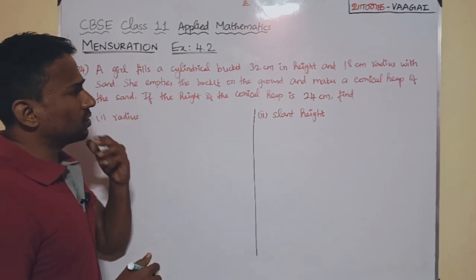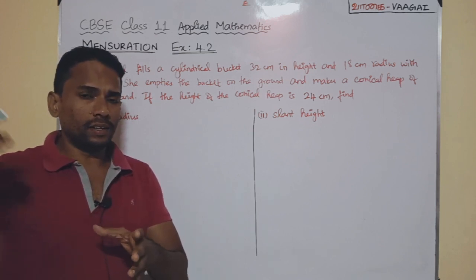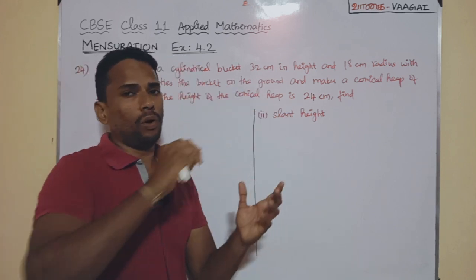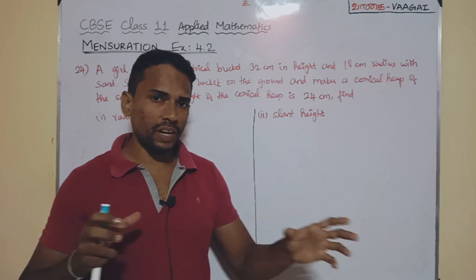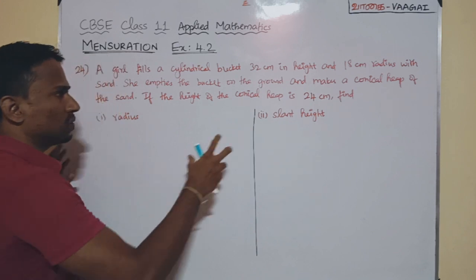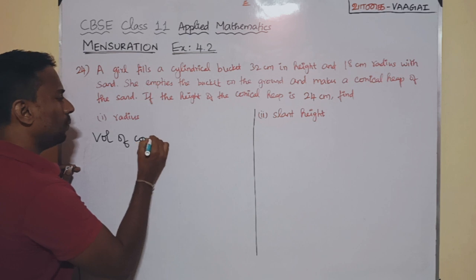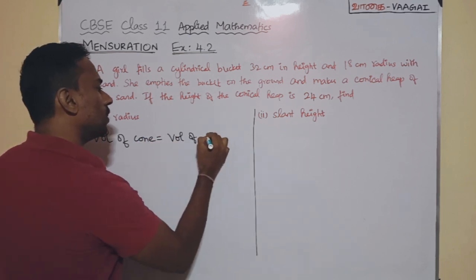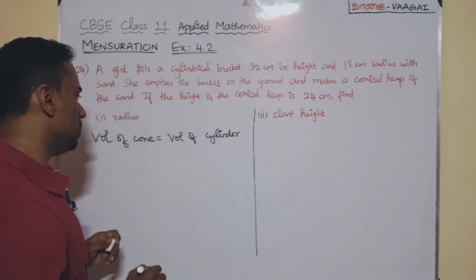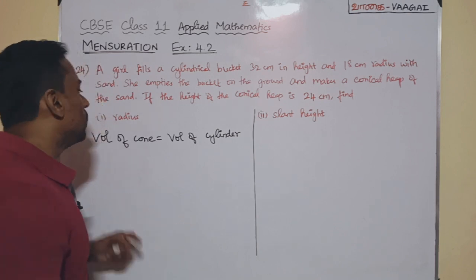Now, first of all, if you look at this question's condition, we have a cylindrical bucket, and the sand which is poured in the cylindrical bucket is poured down to form a conical heap. So this content is getting transferred to another shape. That means the volumes will be the same. So it's very clear that the volume of the cone will be the same as the volume of the cylinder. Is the idea clear? Yes. Because the same content is getting transferred. Now, when we put the formulas and get the values, we can easily solve it. So let's do it.